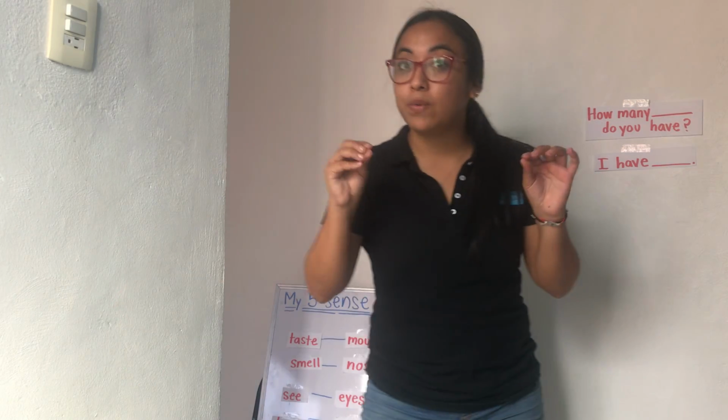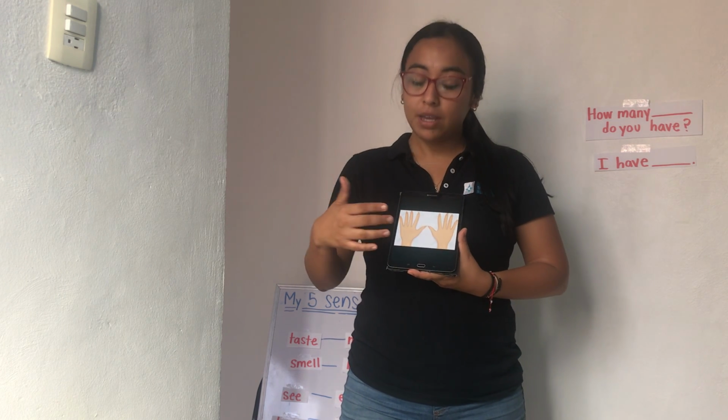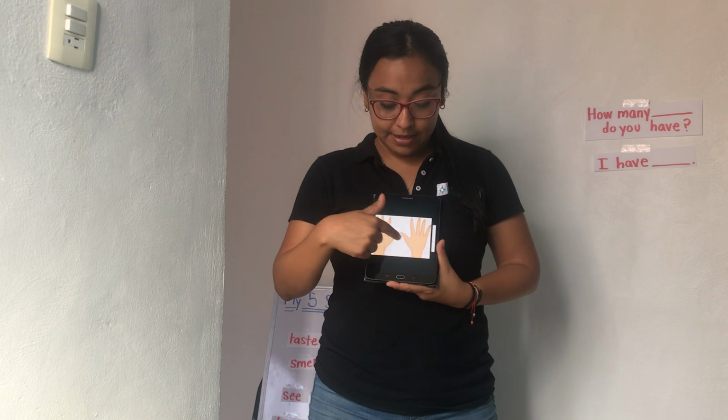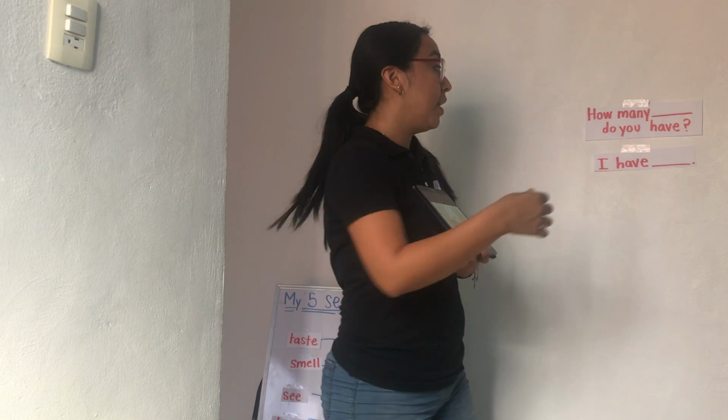So, just to remember a little bit, solo para recordar un poco, I'm going to be showing you some pictures. Les voy a estar enseñando unas imágenes. So you can also repeat after me. Pueden repetir después de mí. So you practice a little bit about our vocabulary. So here we have hands, ears, nose, mouth, and eyes, okay?